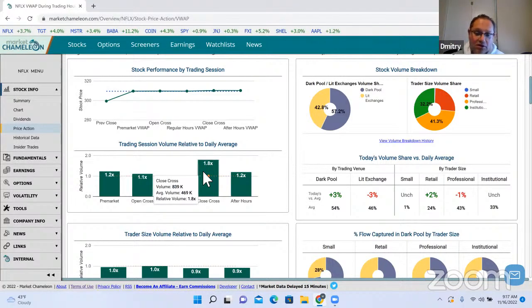Then we go to another big liquidity event, the closing cross. Again, the closing cross is a single price auction. It's a specialist accumulating trade orders that want to fill at the closing price. And there are certain institutions that need that closing price, like mutual funds. That's how they create and redeem units, as their NAVs are based on the closing price.